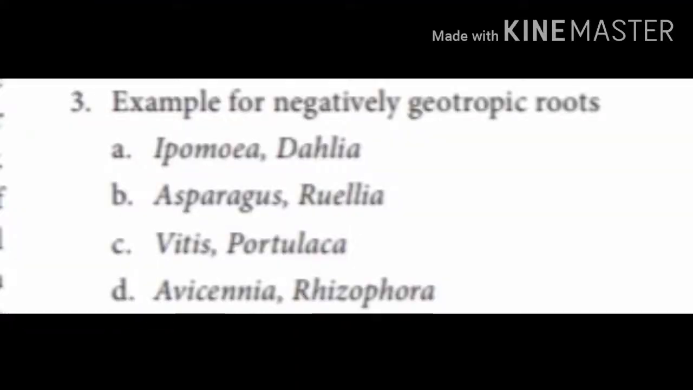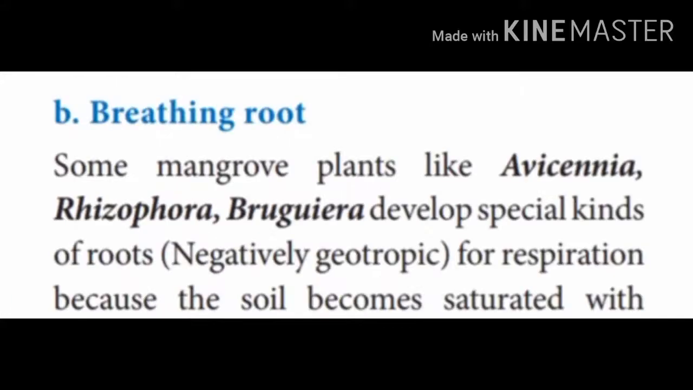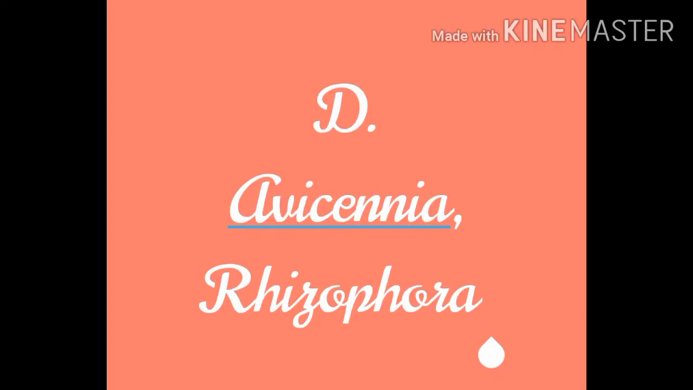Let's move to the third question. Example for negatively geotropic roots, that is roots growing away from the ground. A root normally grows towards the ground, but here it is growing away from the ground. Let's look into the same page number 68, the first paragraph. You can find which plants develop a special kind of root, negatively geotropic. So who are they? Avicennia and Rhizophora. They have a special kind of root. So we found the answer. The answer is option D, Avicennia and Rhizophora, for the third question.